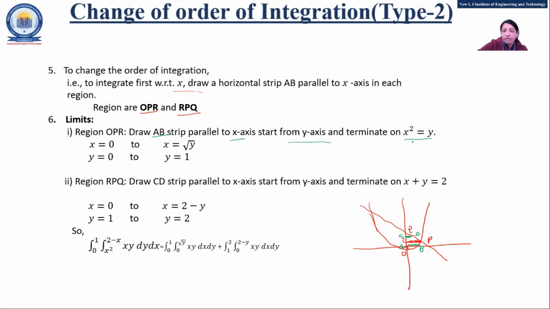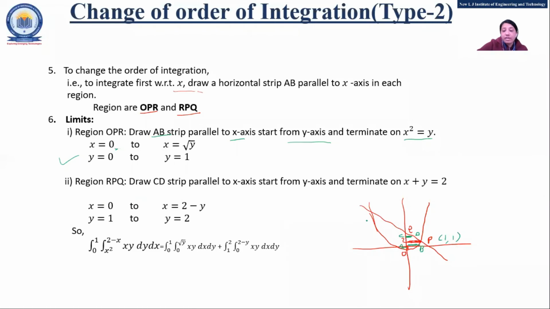So from that, what can you say? x equal to 0, it will start, and here x equal to what? Root y. And y goes from 0 to 1, because point P is (1, 1). Why is y 1? Because it will be P(1, 1) here, right? So this is the limit in the OPR region.